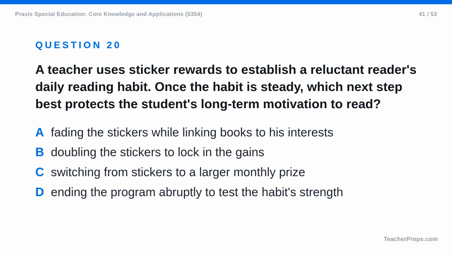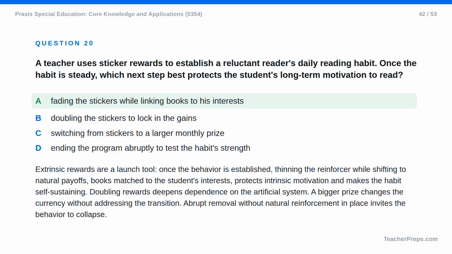Question 20. A teacher uses sticker rewards to establish a reluctant reader's daily reading habit. Once the habit is steady, which next step best protects the student's long-term motivation to read? Pause the video and select the best answer. The correct answer is A. Fading the stickers while linking books to his interests.